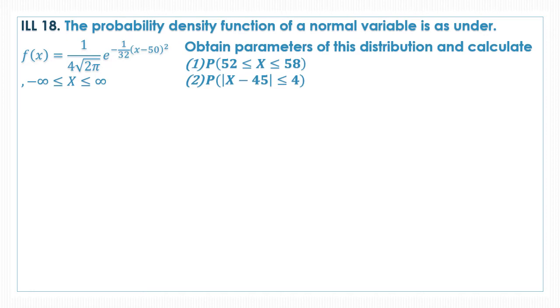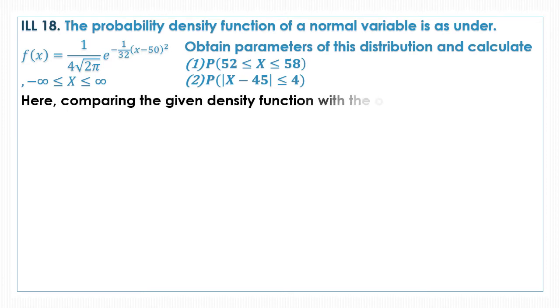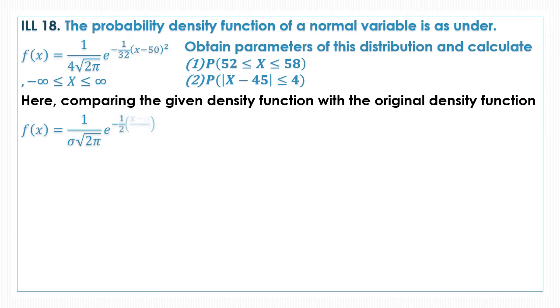Because for calculating any probability we need the values of mu and sigma first, let's see how we can do this. Here we have the probability density function, so we will compare it with our original probability density function, which I explained in my very first tutorial for the normal distribution, which is 1 upon sigma root 2 pi e raised to negative 1 upon 2 (x minus mu upon sigma) whole square.